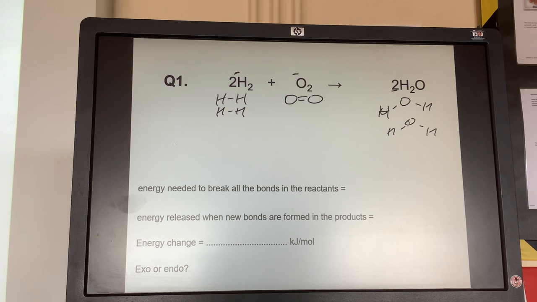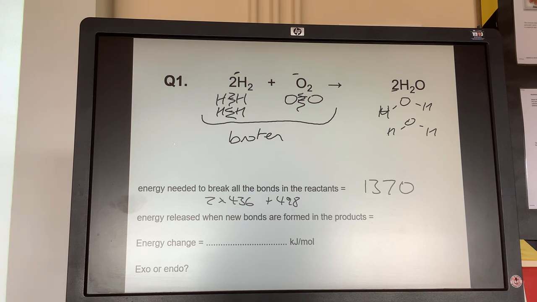So what we're going to do, we're going to work out the energy needed to break all the bonds in the reactants. We're going to work out the broken, first of all. So what are we going to have using our sheet? If you find the HH bond, we're going to have 2 times 436, which is that one and that one, plus we have to break the oxygen bond, which is 498. So what is the energy needed to break all the bonds? You work it out, pause the video. Should have got 1370.